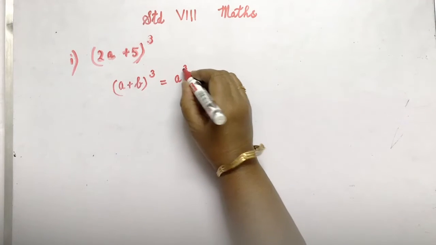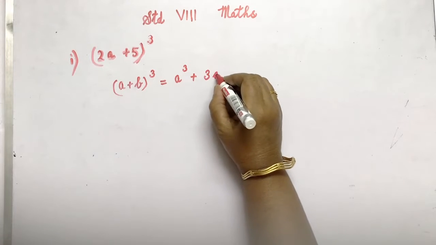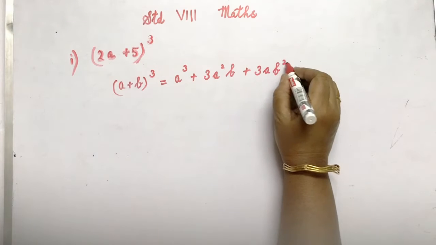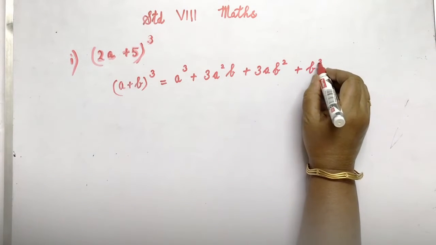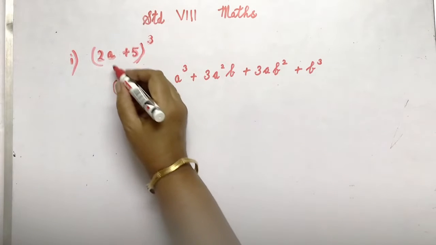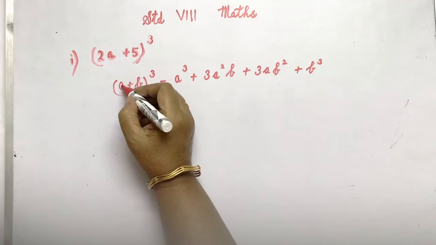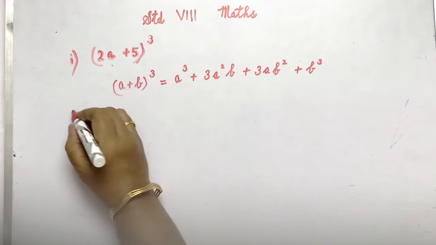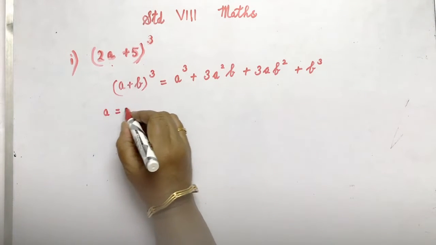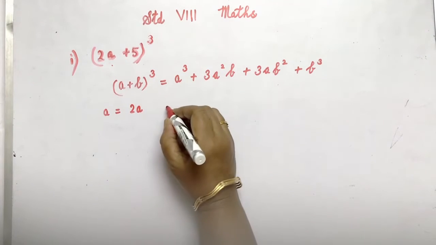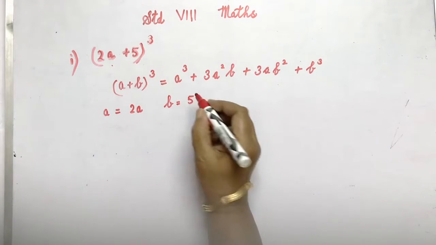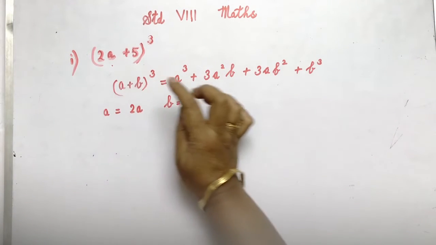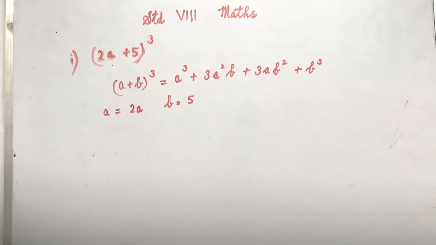So a cube plus 3a squared b plus 3ab squared plus b cube. Now we have to compare. In the place of a we have 2a, in the place of b we have 5. So on comparing, a is equal to 2a and b is equal to 5. Now we have to replace 2a in the place of a and 5 in the place of b.